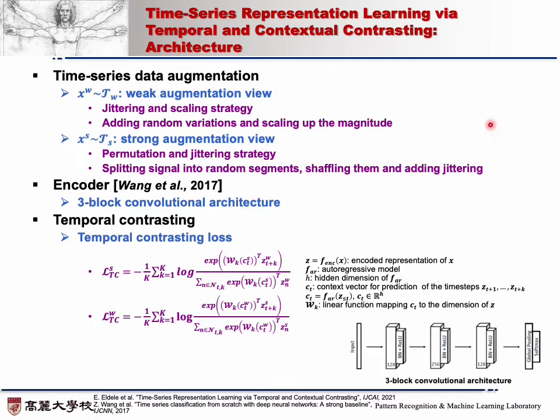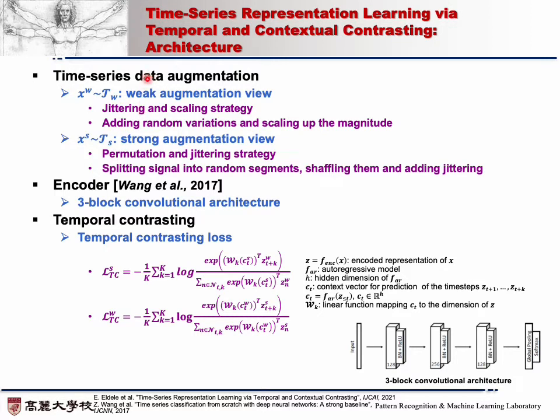Let's start with data transformations, or time series data augmentation. First, authors of this model suggested that using two different augmentation views can improve representations and their robustness. That is why we are using so-called weak and strong augmentation views.